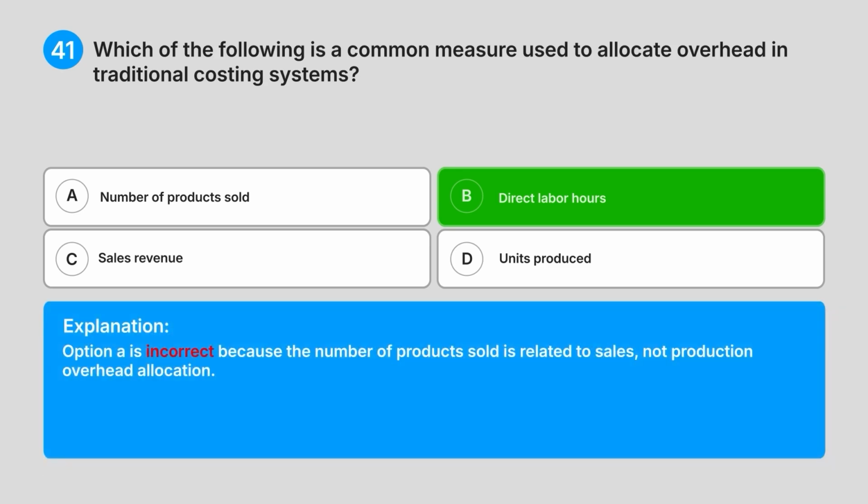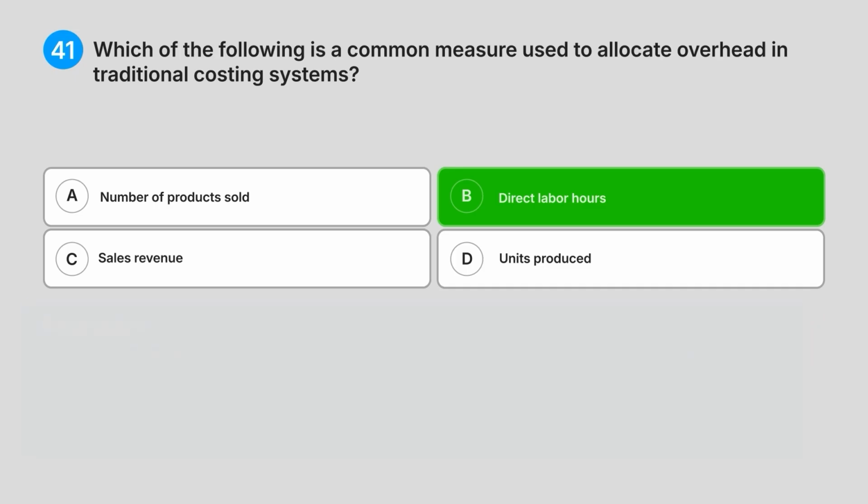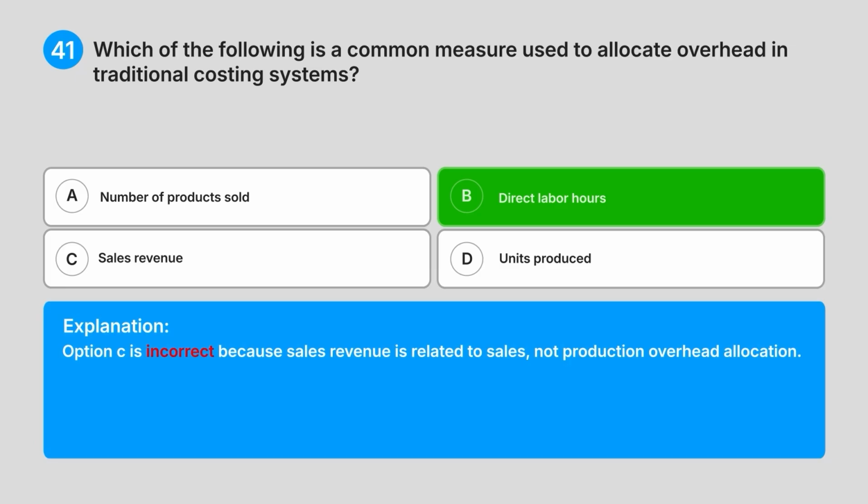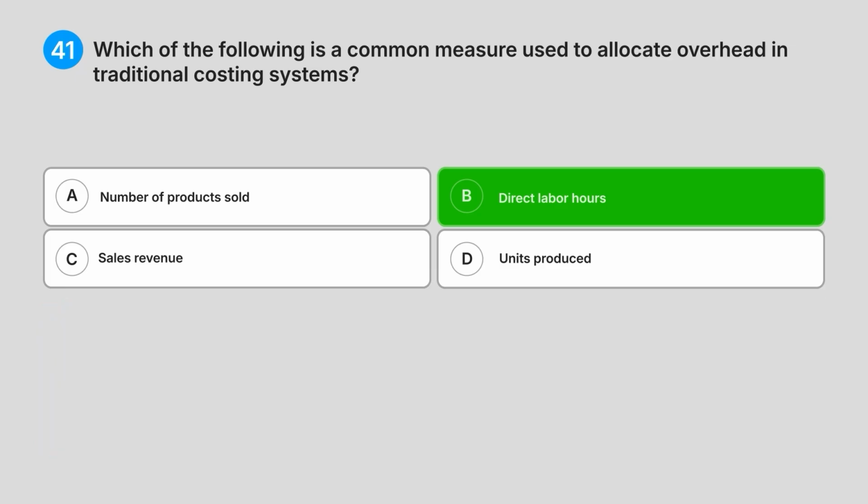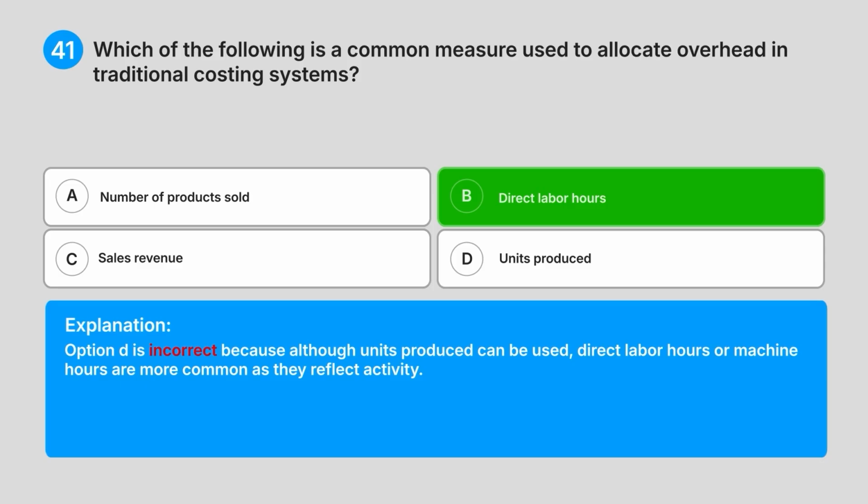Option A is incorrect because the number of products sold is related to sales, not production overhead allocation. Option C is incorrect because sales revenue is related to sales, not production overhead allocation. Option D is incorrect because although units produced can be used, direct labour hours or machine hours are more common as they reflect activity.